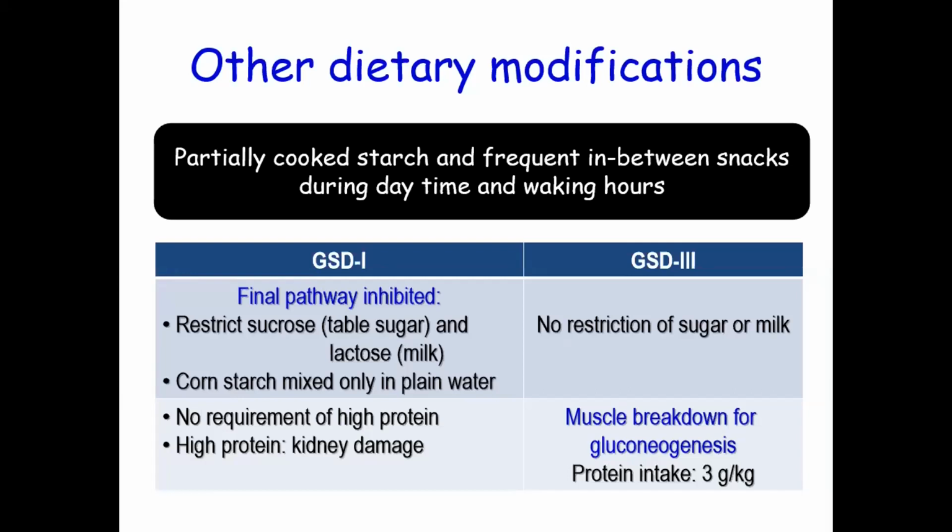its potency to give you that amount of glucose which is sustained. In type 3, you don't have this restriction of sugar or milk, but what is important in type 3 is that there is an increased muscle breakdown for gluconeogenesis, and hence we need to supplement that by giving around 3 grams per kg of protein.